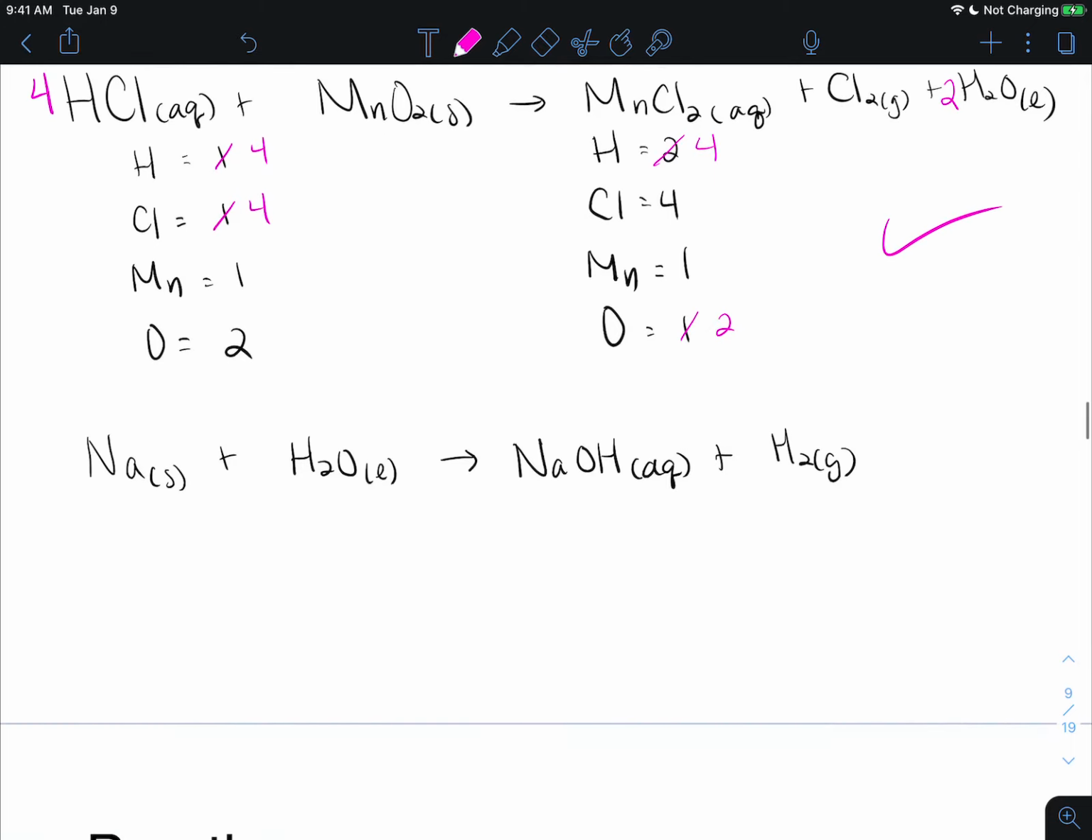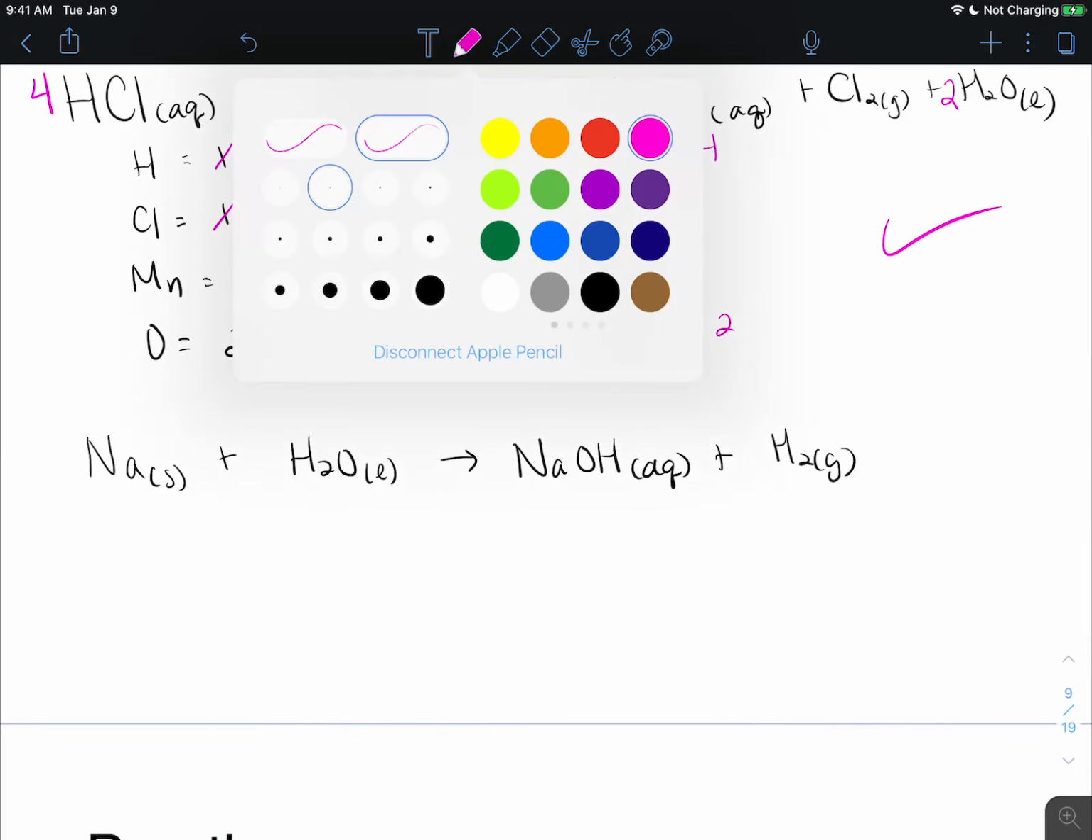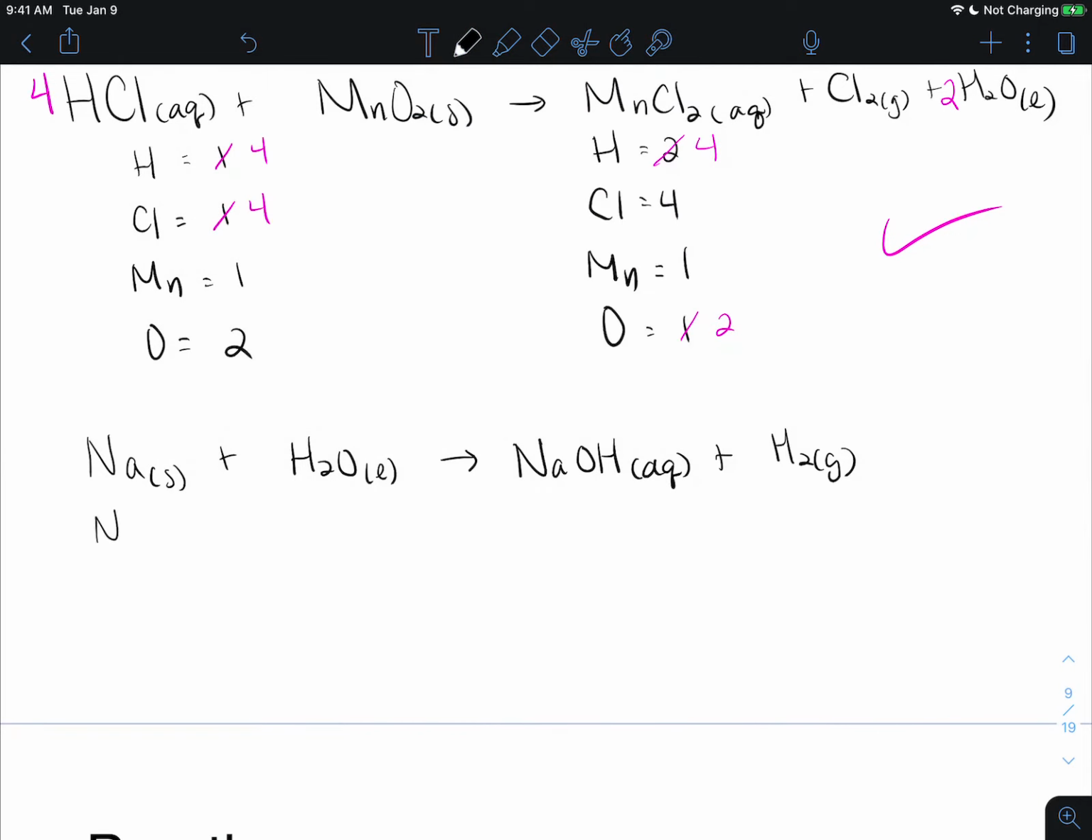Let's try the next one. So let's list out our atoms. So we have sodium, oxygen, hydrogen on both sides.